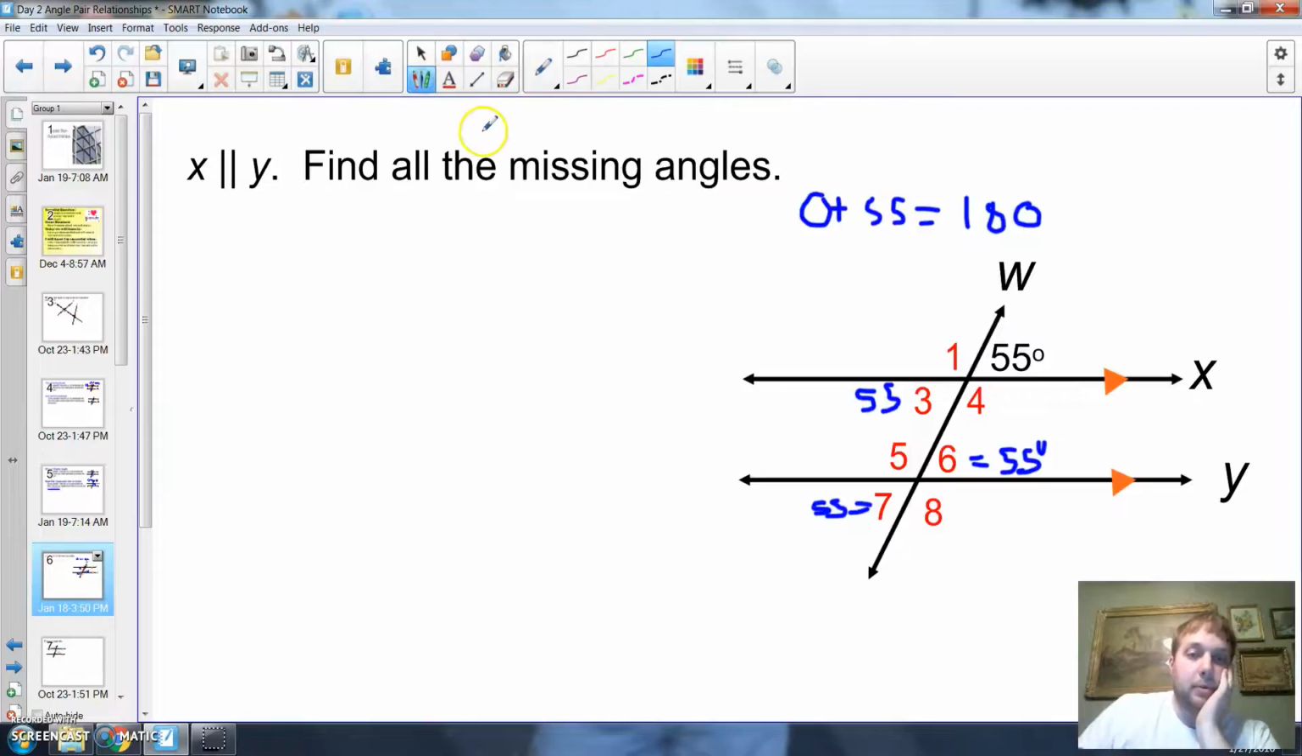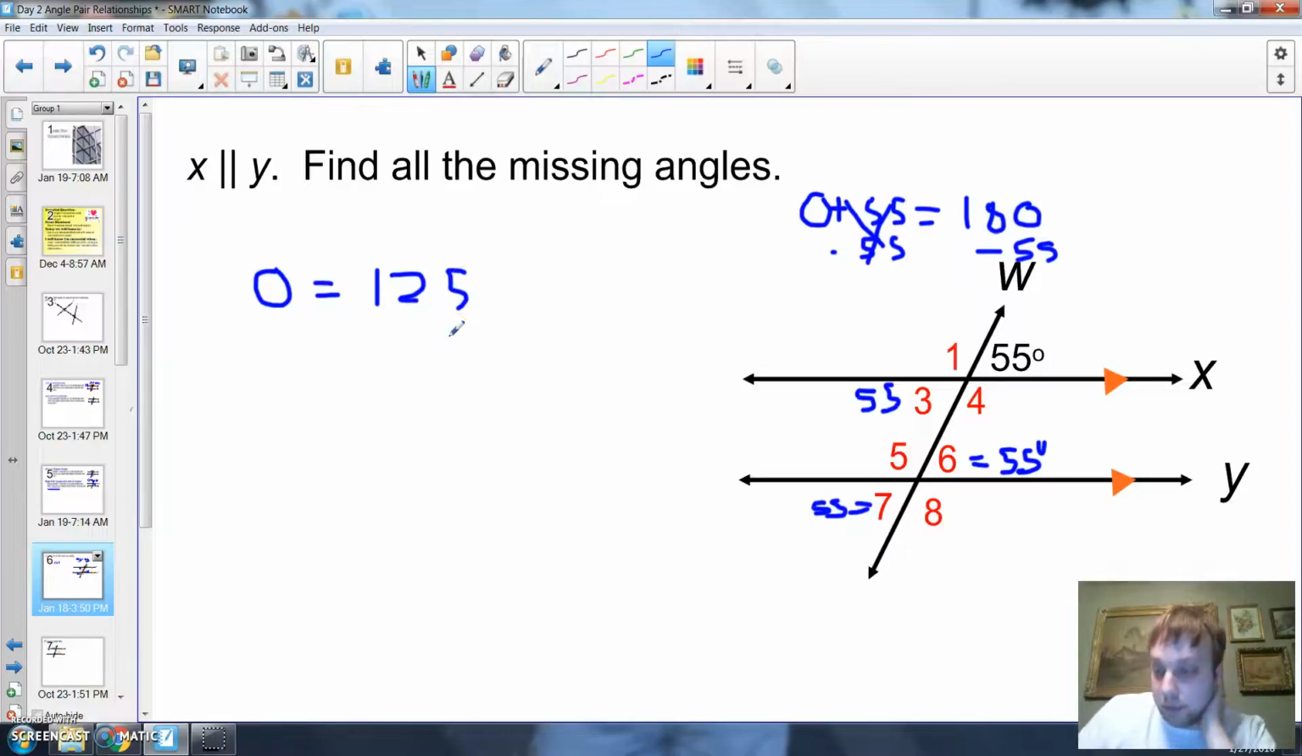So, I'm going to label. Can I figure my obtuse out? Well, I'm going to minus 55. That means that my obtuse angles here have to be 125, I think. Correct me if I'm wrong.